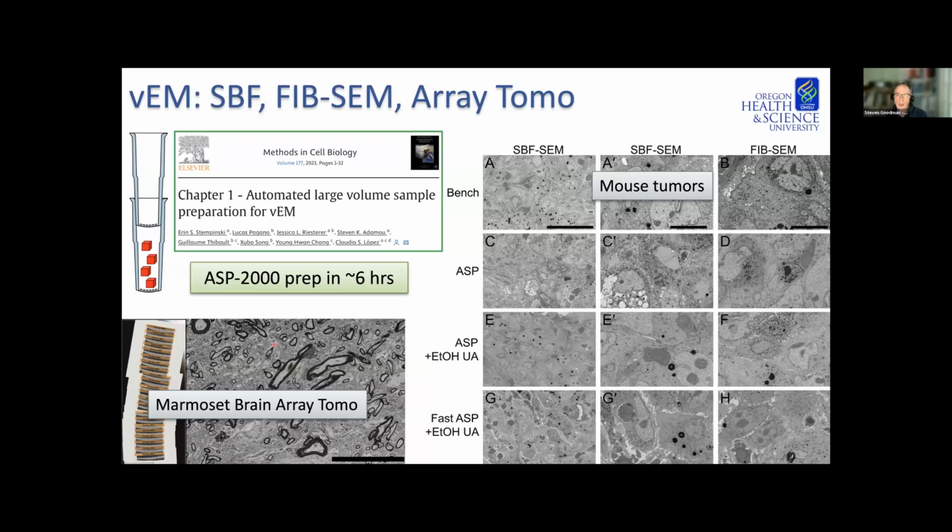So I just want to show the breadth of what could be done here in terms of volume EM. And one thing I think is important to look at here is that this particular lab also compared different kinds of sample preparation methods, using ethanolic UA, for example, and then a faster preparation as well. And that's one of the advantages of this approach. With automation, it allows one to look at many different parameters.